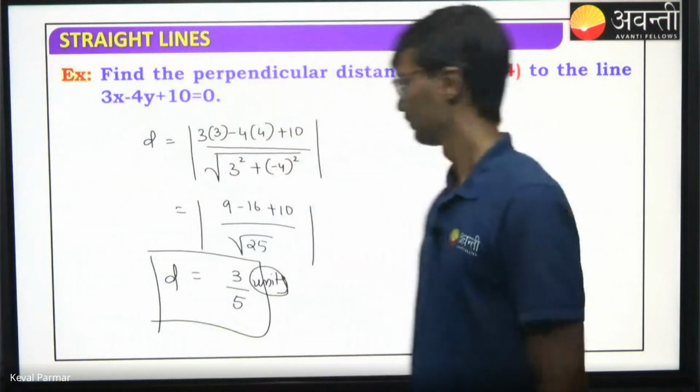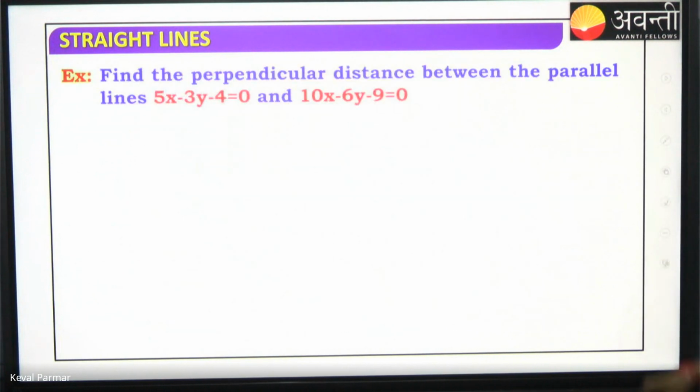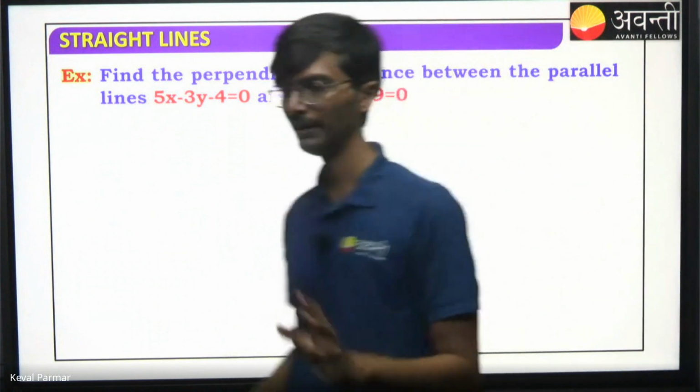Correct? I hope I have not made a calculation error. Yes. Nine minus 16 is minus. Yeah, right. Next, here is an important example between two parallel lines.